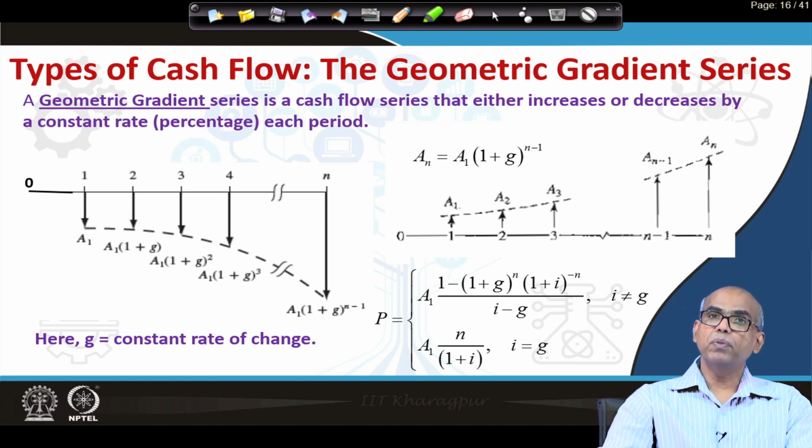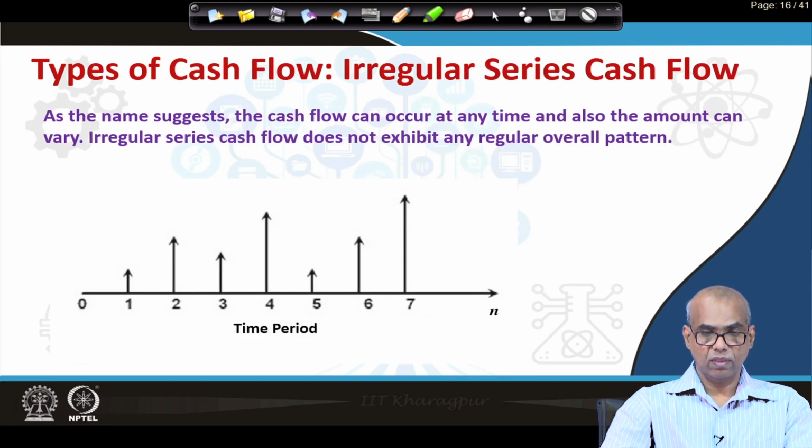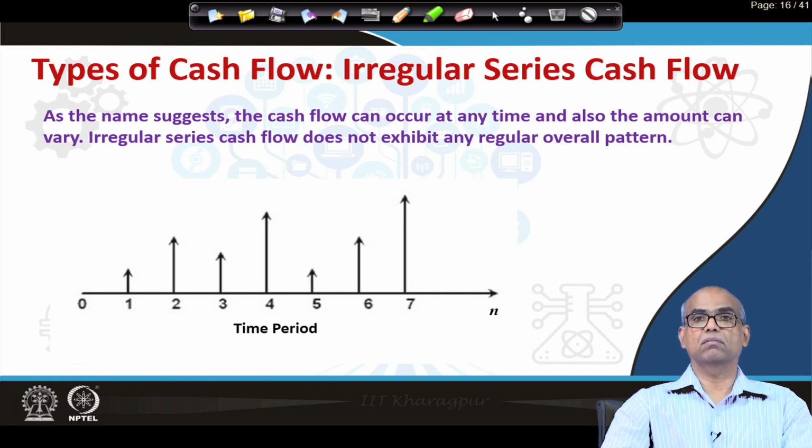This is how you can compute the present worth or the present value for such series. Note that there are two expressions, one for i equal to g, where the interest rate matches the constant rate of change, and another for i not equal to g. Finally, irregular series cash flow. As the name suggests, the cash flow can occur at any time and the amount can vary. So, irregular series cash flow does not exhibit any regular overall pattern.